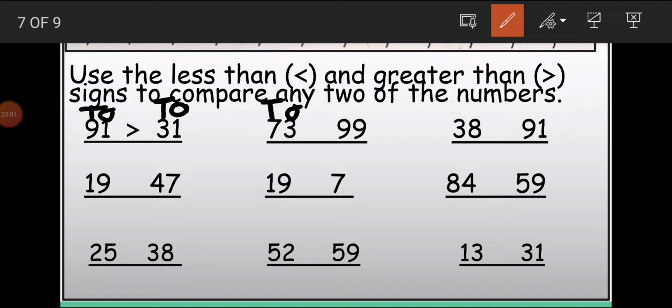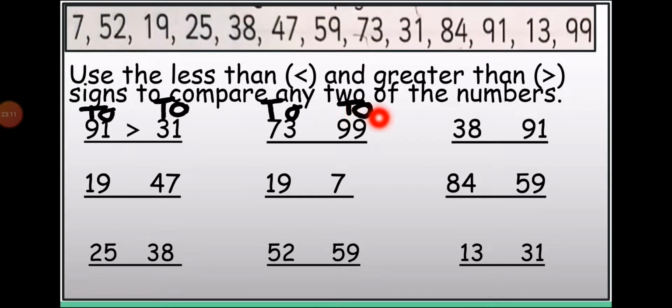The next number is 99. In 99, the right side digit is 9. So I am putting O for ones. The next digit is 9. I am putting T for tens. So in 99, 9 is ones, 9 is tens. Now we have to compare. Is 73 greater than 99? Or is 73 smaller than 99?